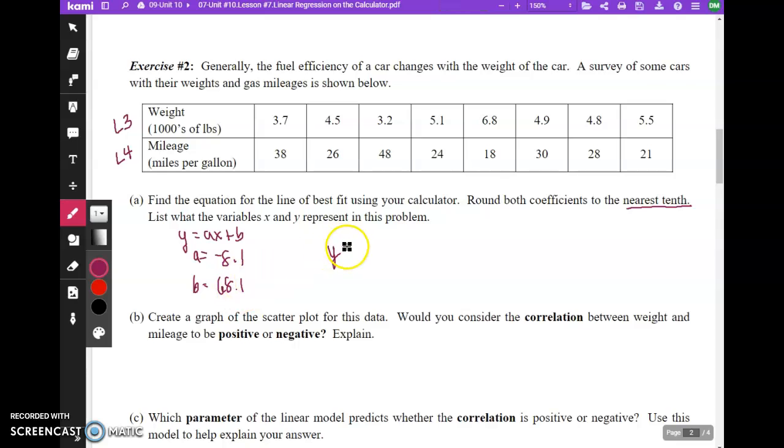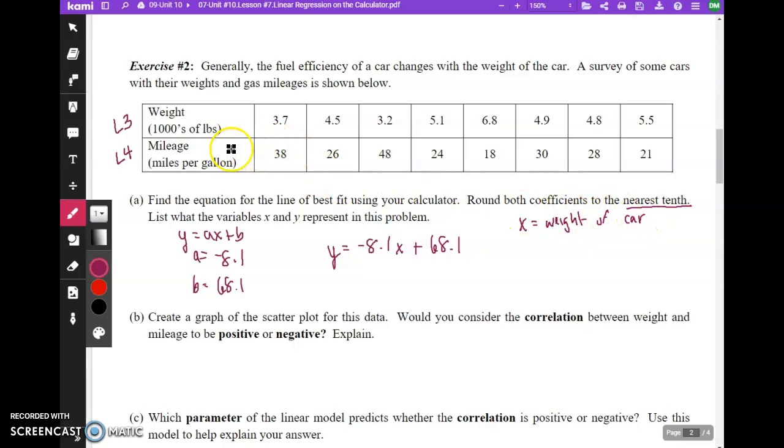So the equation is going to be y equals negative 8.1x plus 68.1. That's the equation of the line of best fit. All right, now list what the variables x and y represent in this problem. X, according to this, is the weight of the car in thousands of pounds.